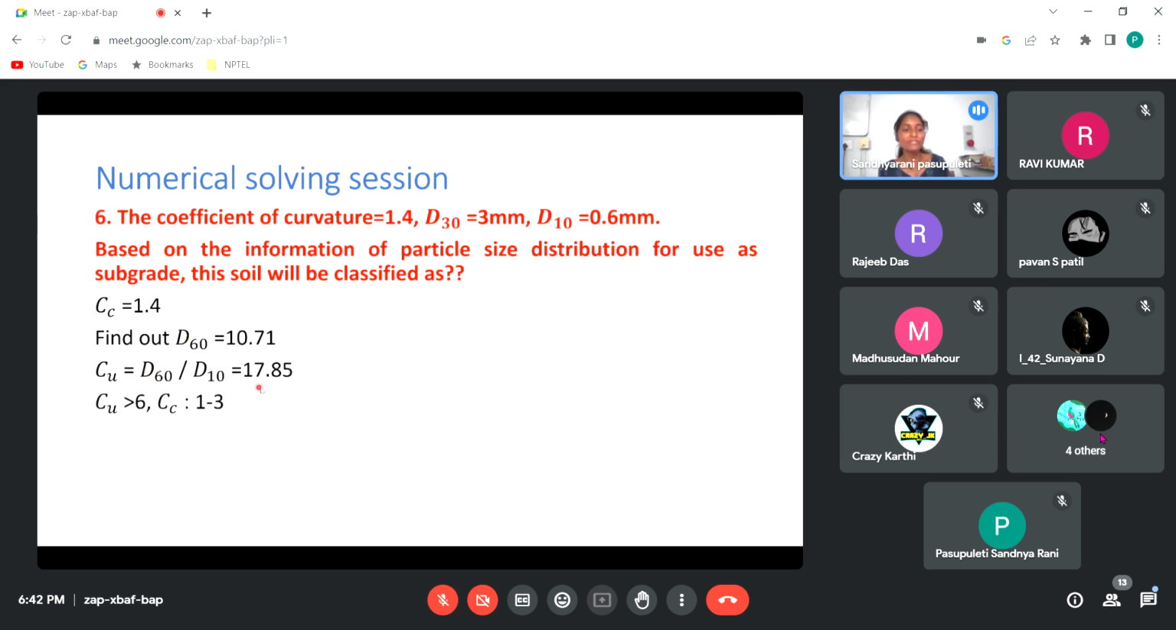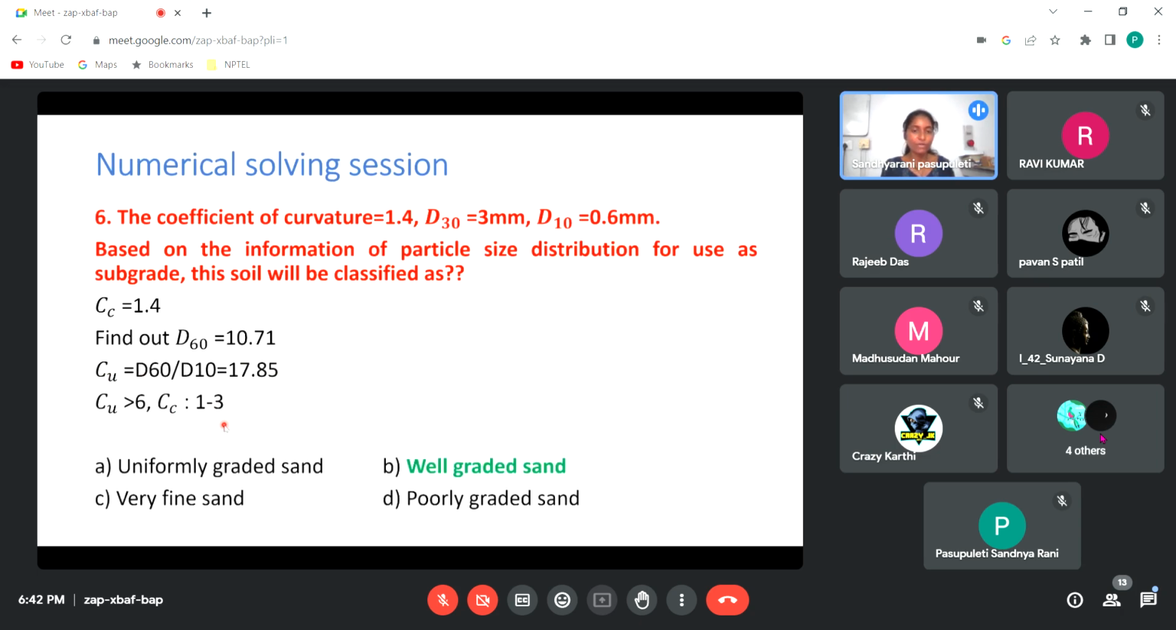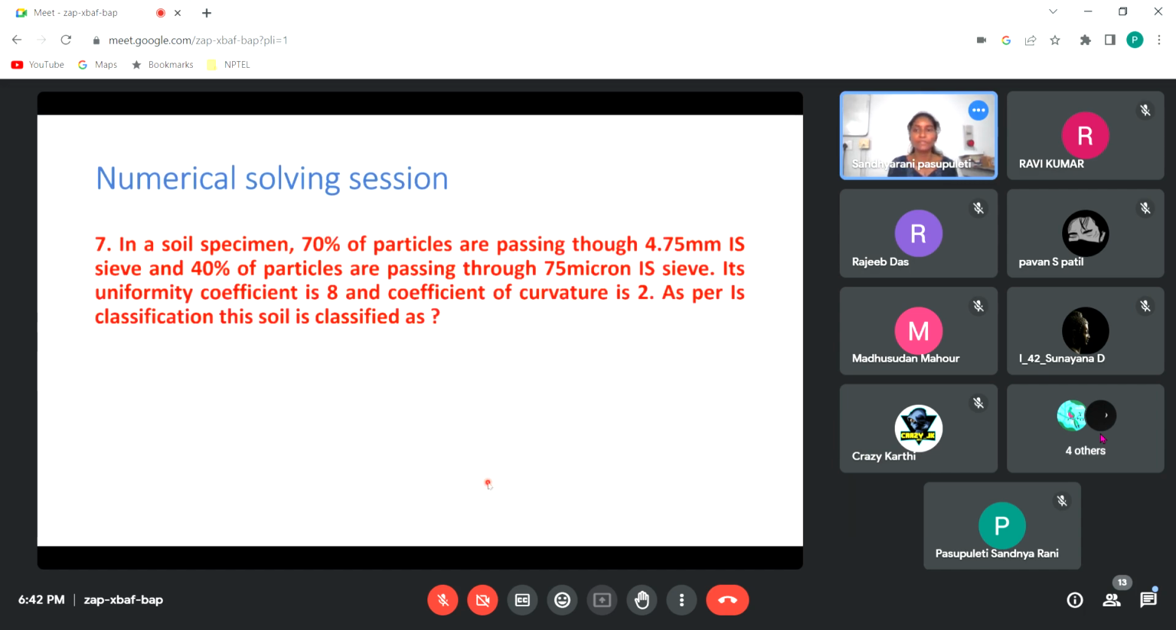Now you can see that quotient of uniformity is more than 6 and also quotient of curvature is in between 1 and 3. So as we discussed, when the quotient of uniformity is more than 6 and quotient of curvature is in between 1 and 3, we call that type of soil as well graded sand. So in the similar way, we have another question.